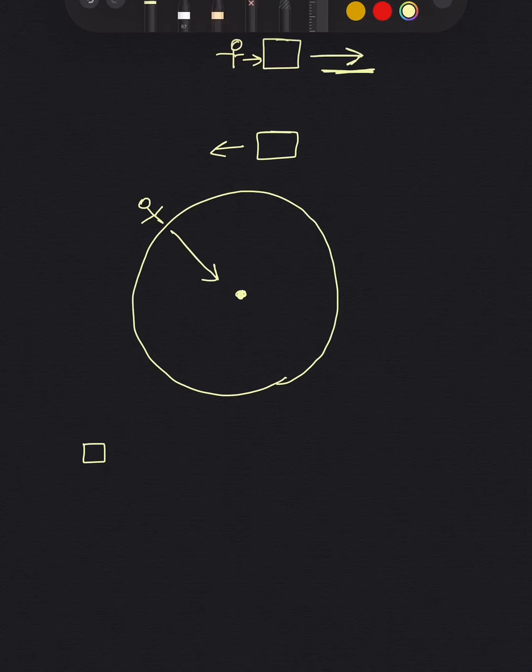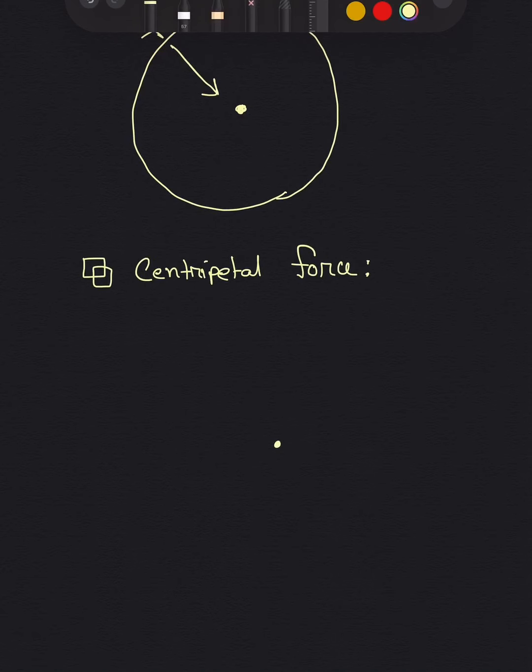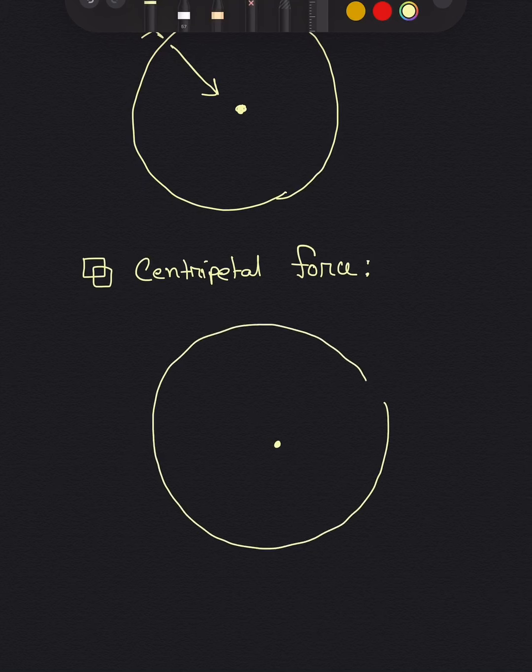Now we come to the third topic, which is centripetal force. So what is a centripetal force? When a body revolves in a circular path, a force acting on the body in the direction of the center of the circle, along the radius, keeps the body in circular motion. Due to this centripetal force, the body is kept in motion. This force is called centripetal force.